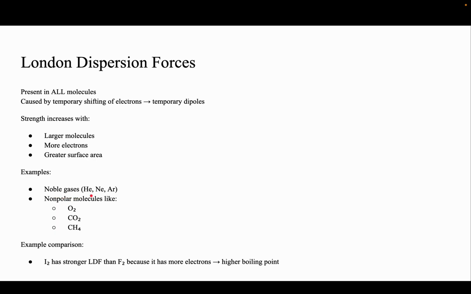Here are some examples: noble gases, nonpolar molecules like O2, CO2, and CH4. And your example comparison is the diatomic molecule I2 has a stronger London dispersion force than the diatomic molecule F2 because it has more electrons, and this results in a higher boiling point.